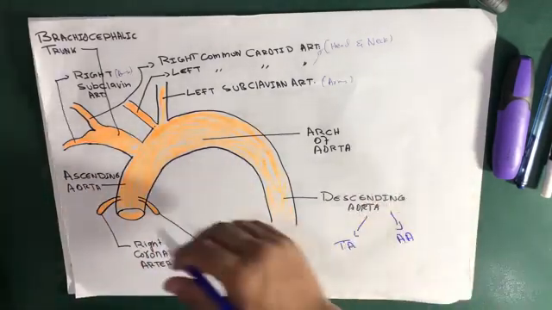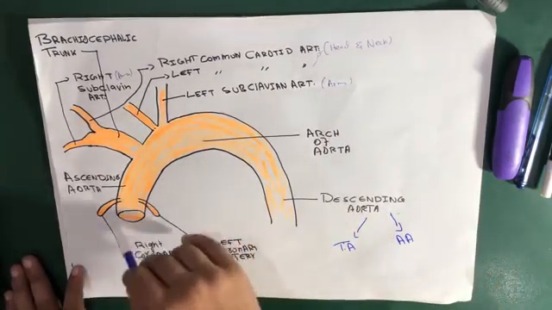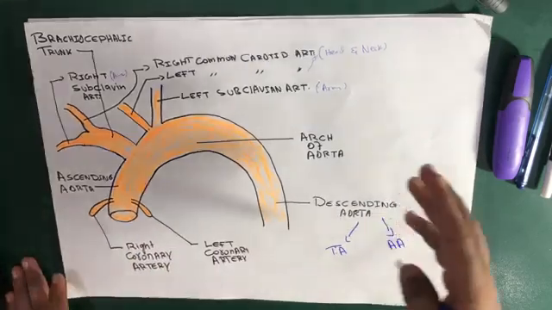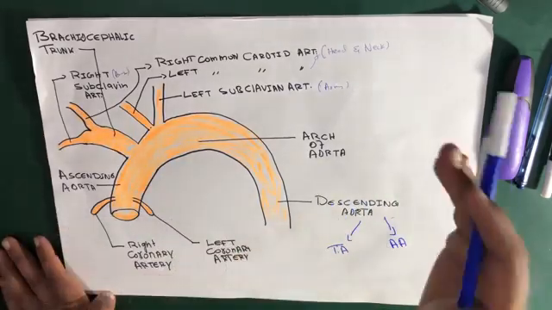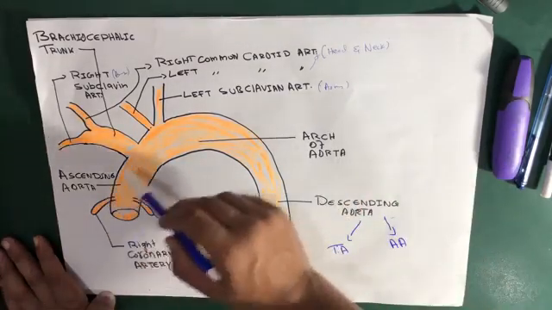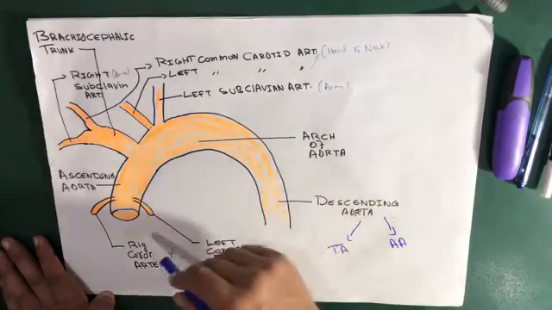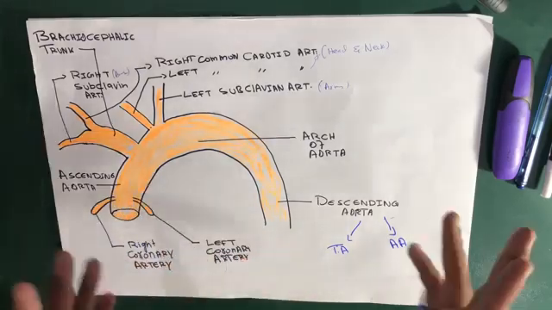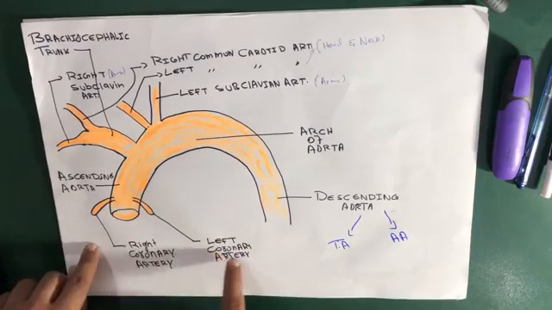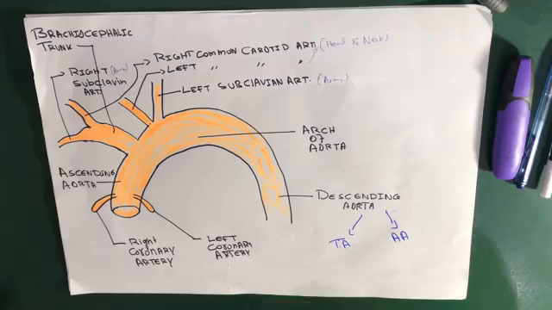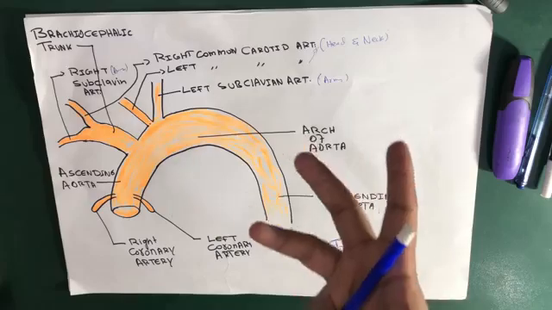The ascending aorta is about 5 centimeters long, begins at the base of the left ventricle, and lies within the fibrous pericardium. Always remember that. The ascending aorta has only two branches, the right coronary artery and the left coronary artery. The right and left coronary arteries supply blood to the heart, or you can say the muscle of the heart.